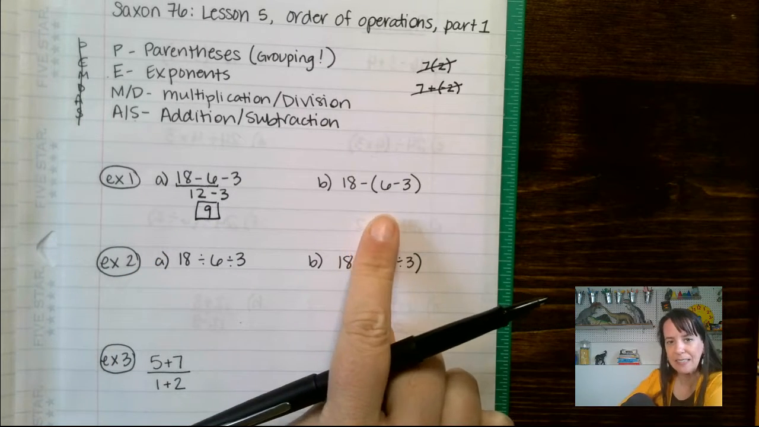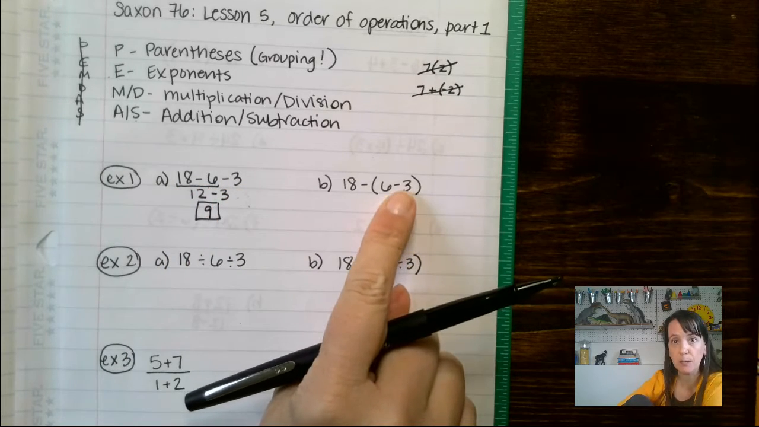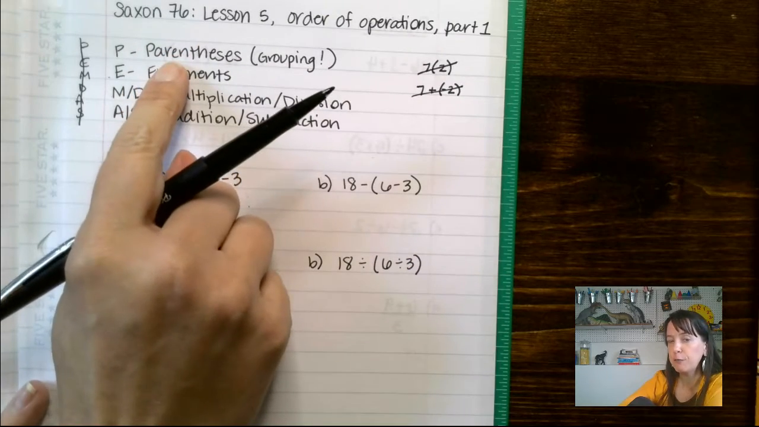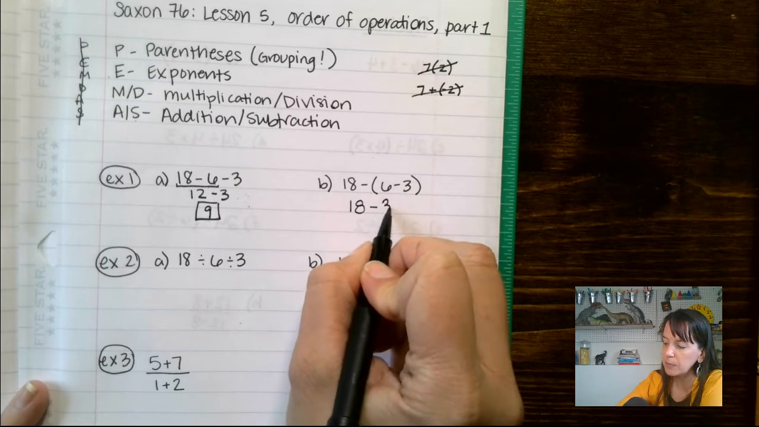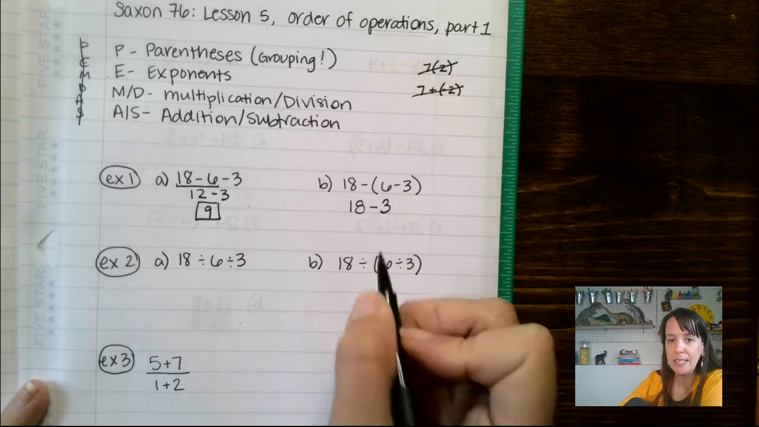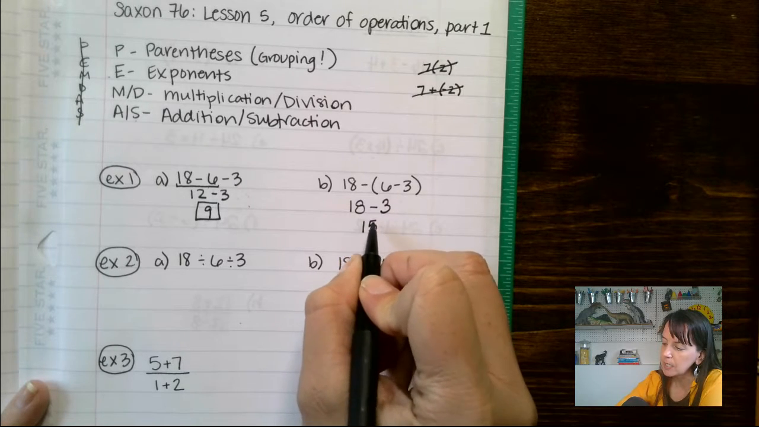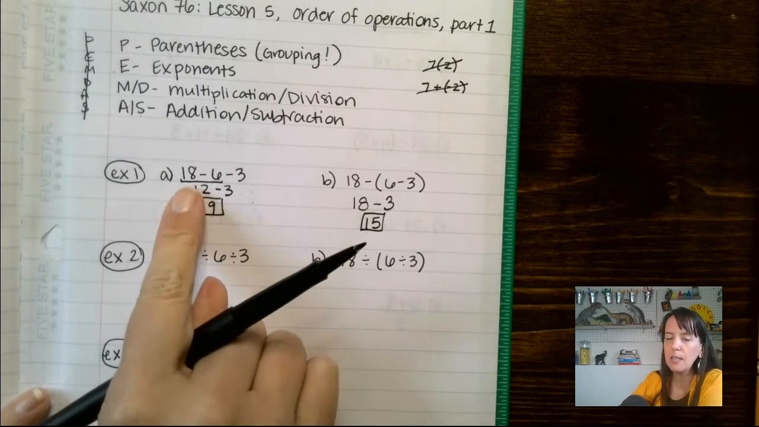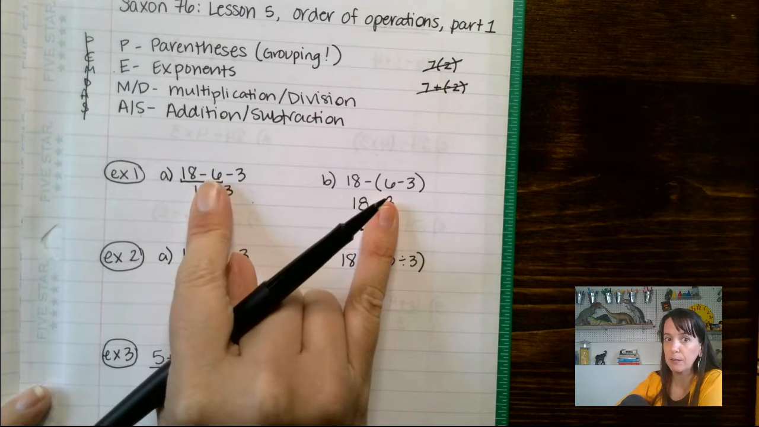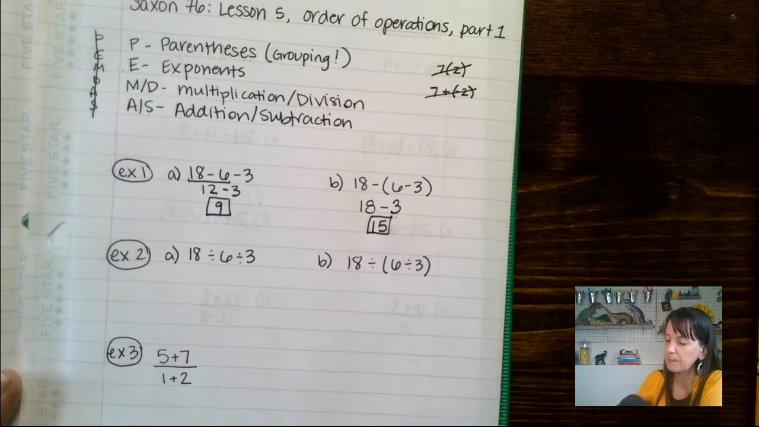For B, you'll notice it's the same numbers, 18 minus 6 minus 3, but this time we have parentheses around the 6 minus 3 that we need to do first. So 6 minus 3 gives me 3. Now, 18 minus 3, that's 5, 6, 7, 8, yeah, 15. Making sure I got my arithmetic right on that one. You'll see that the parentheses make a big difference here. This one didn't have parentheses, this one did, and we have 9 versus 15.